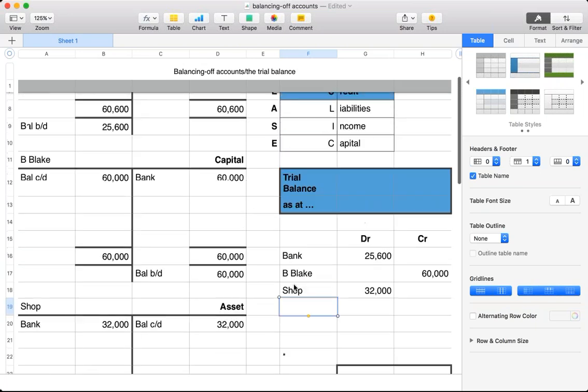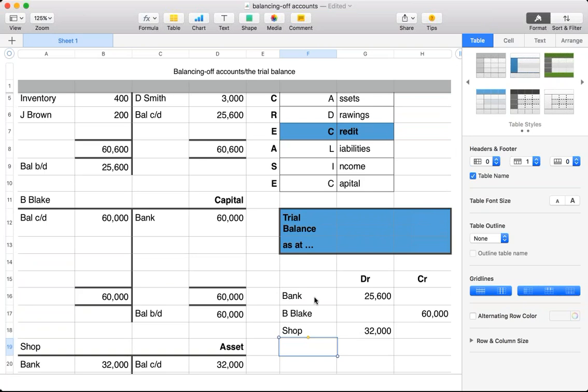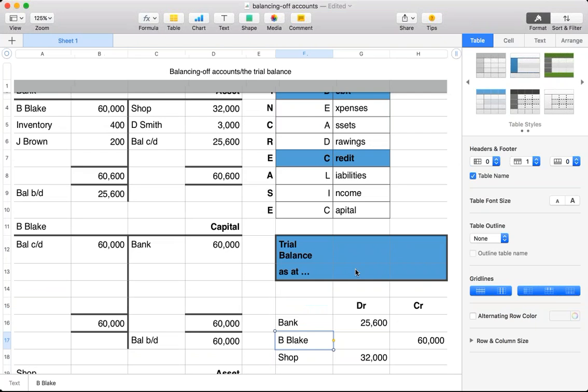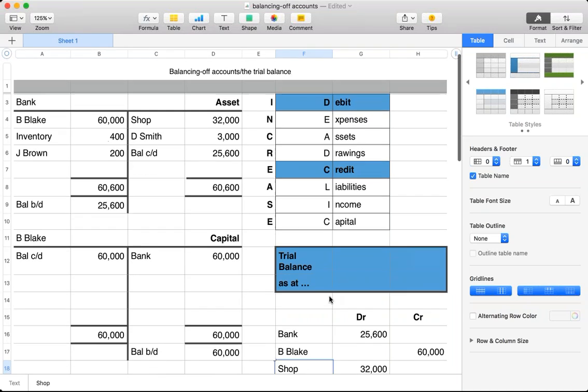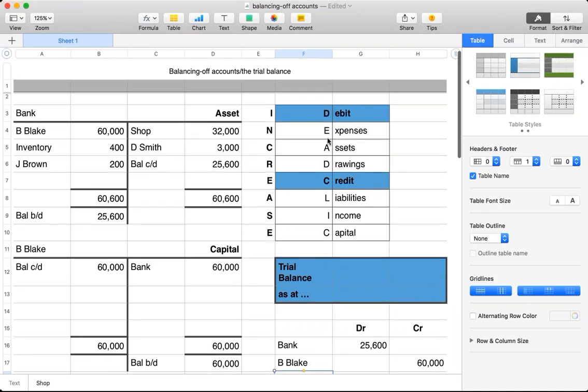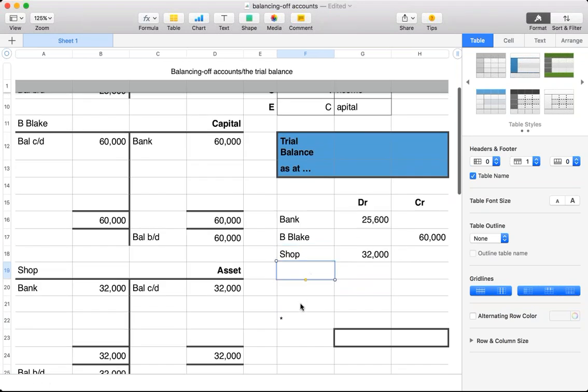So we can just quickly go back to the debit-credit logic and see if this is working. As I said about the bank account earlier on, we've got the B. Blake capital account now, which is a credit balance, and as you can see there, capital comes under credit. And we've got the shop, which is an asset, as a debit balance, and if we look above here, we've got assets under debit. So the logic of the figures in the trial balance should follow the debit-credit table most of the time.